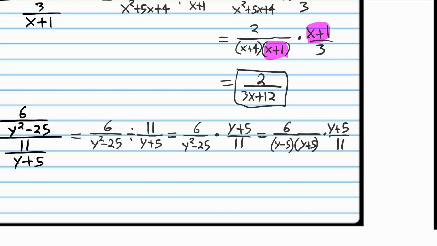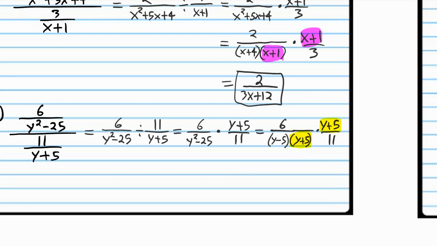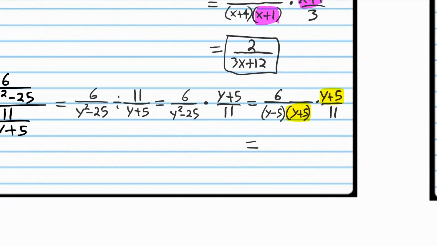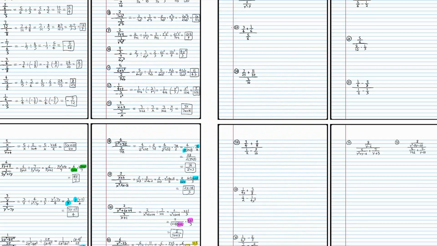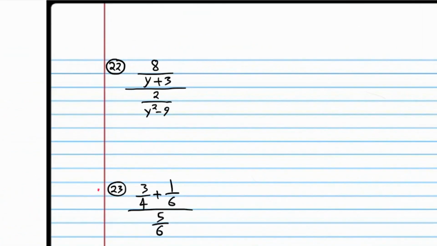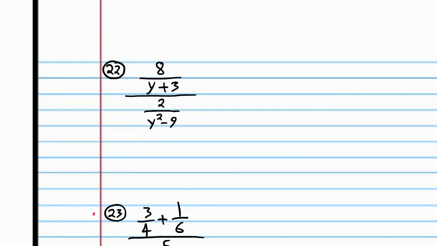So now you can see that we have y plus 5 on the top and y plus 5 on the bottom, so you just cancel those out. And then multiply straight across. 6 times 1 is 6. And 11 times y minus 5 is 11y minus 55. So if you got that answer, good job. So now try 22, and when you come back, we'll do it together.